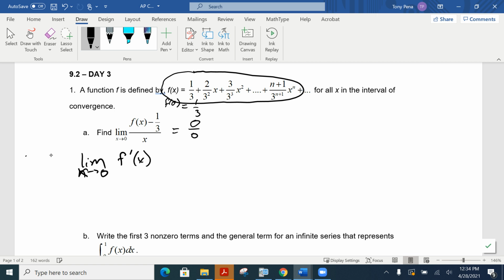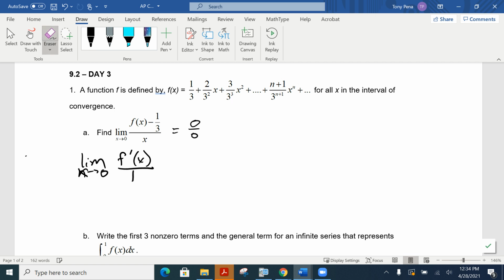So the derivative of the numerator would just be f prime. The derivative of our denominator is a 1. There is 0 chance now that we get 0 over 0, so this should give us our answer. So this is f of x. So if I want f prime of x, I really just take the derivative of those terms on the right-hand side. So the 1/3 would become a 0.